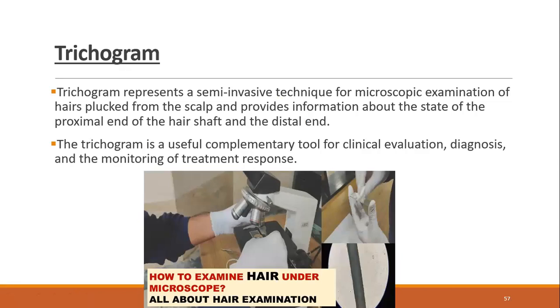Trichogram. Trichogram represents a semi-invasive technique for microscopic examination of the hairs plucked from the scalp. First the hairs are plucked, which shows how brittle the hairs are. Then for further evaluation, these hairs are placed on a glass slide and looked at under the microscope. This will provide useful information about the state of the proximal end of the hair shaft and the distal end. The trichogram is a useful complementary tool for clinical evaluation, diagnosis, and monitoring the treatment response.